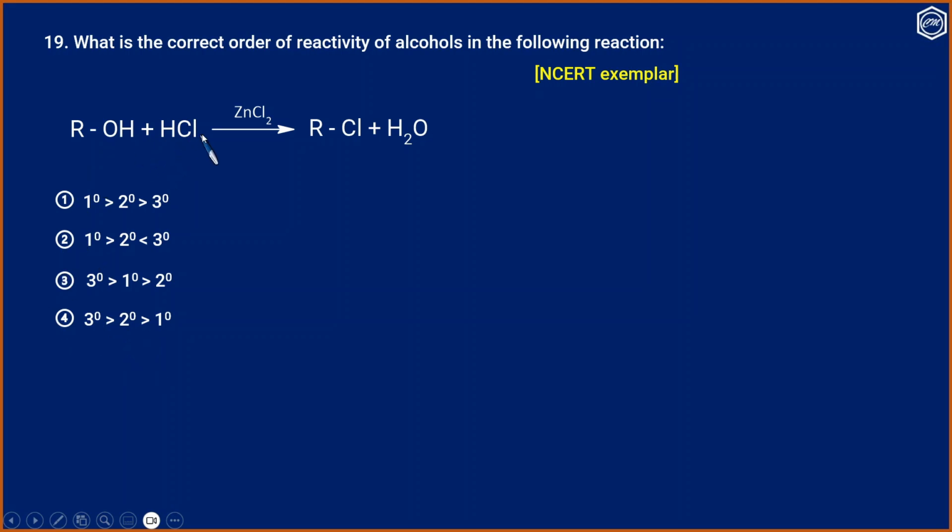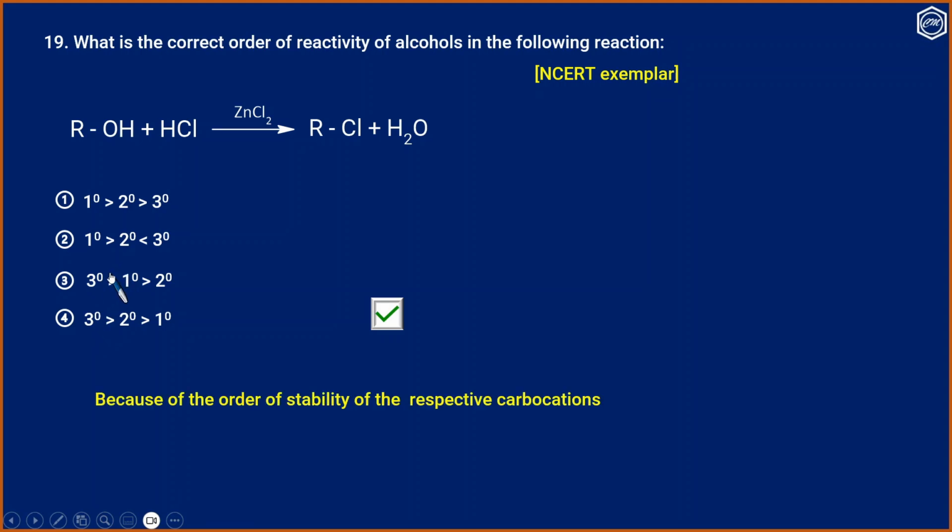And we know that zinc chloride and HCl is the Lucas reagent. And the order of reactivity for Lucas reagent is the fourth option, tertiary greater than secondary greater than primary. So option 4 is correct. Yes, that is the correct answer. Because of the order of stability of the respective carbocations.